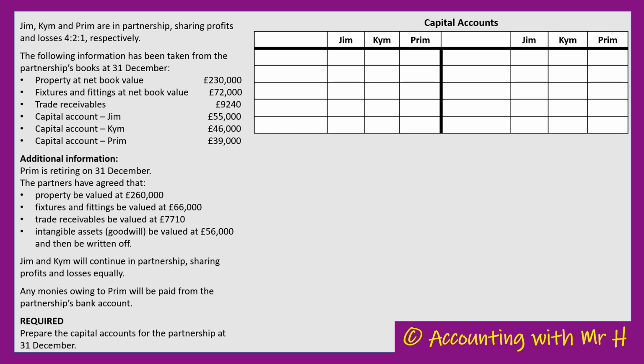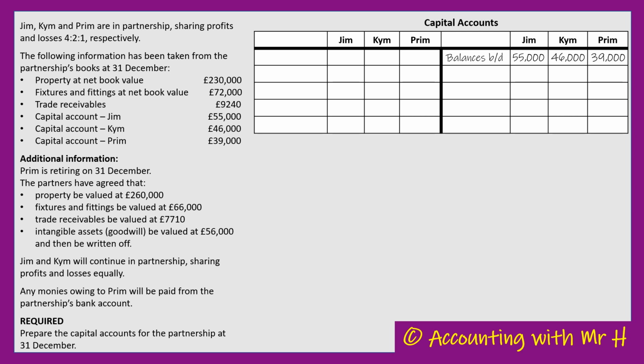So like many T accounts, you'll see I've drawn them out ready. So I've got my capital accounts drawn. And like many T accounts, the first thing to do is to put in any opening balances. Hopefully you will know that capital has an opening balance on the credit side. So this is going to be simple. They've told me what they are. So here we go. Balance brought down. Let's get these written in. Jim 55, Kim 46, and Prim 39,000. Done.